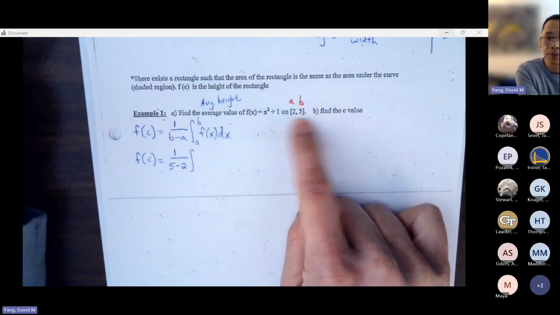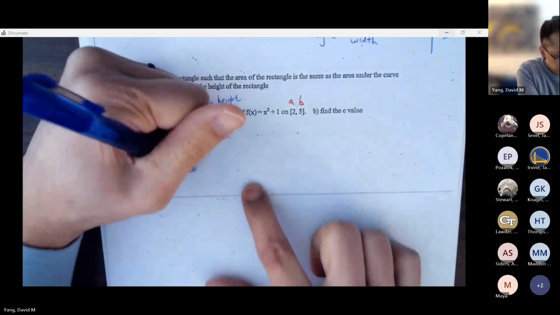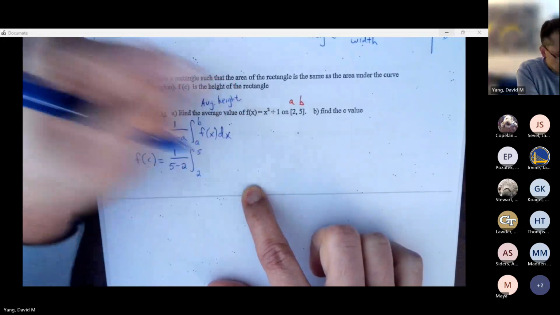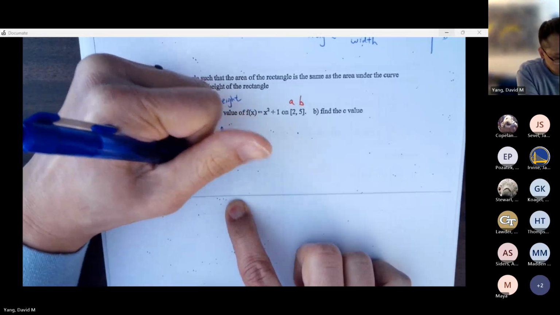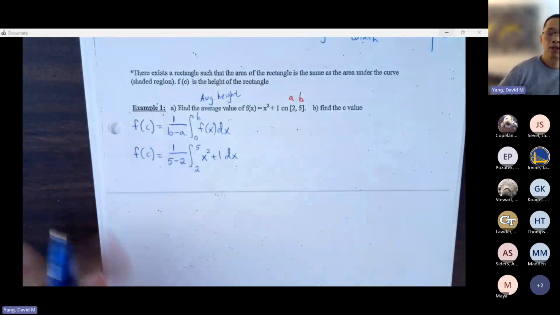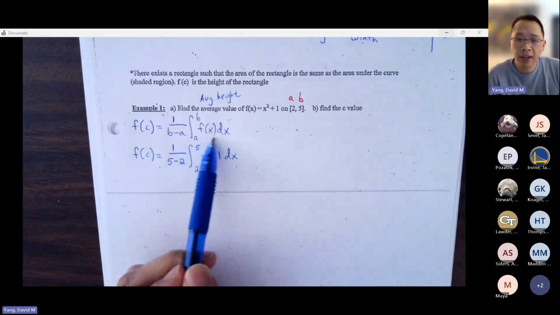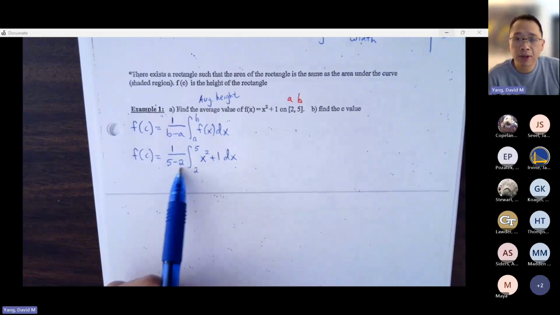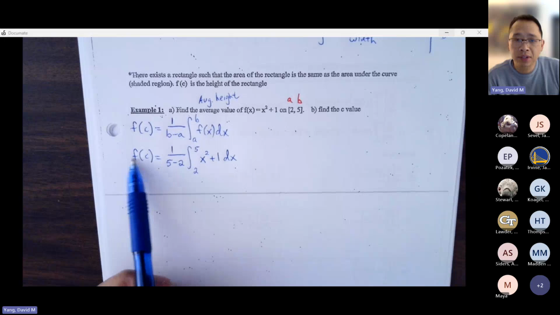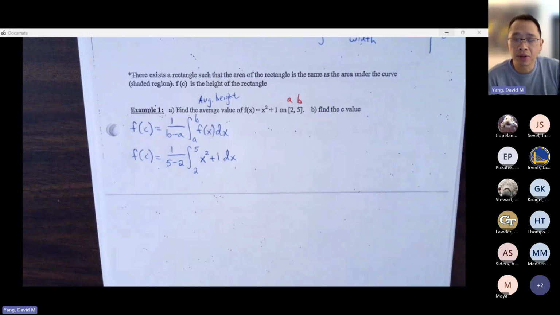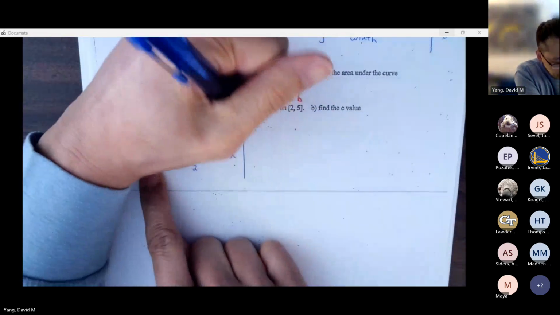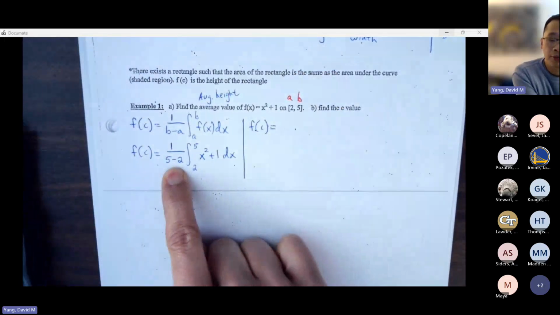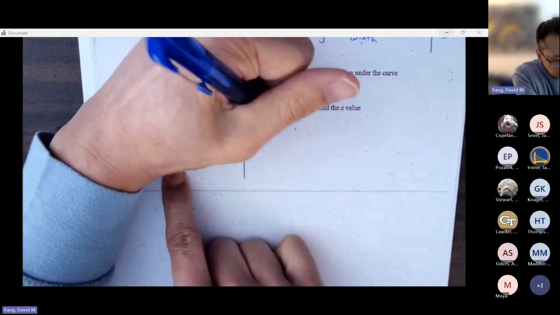Definite integral from 2 to 5, again, a to b. My f of x is x squared plus 1 dx. So again, the big picture is we're going to find the area of the region divided by the width. And whatever we get in return is the average height amongst all those y values on the curve. Do a little bit of cleanup. 5 minus 2 is just 3, so that's 1/3.